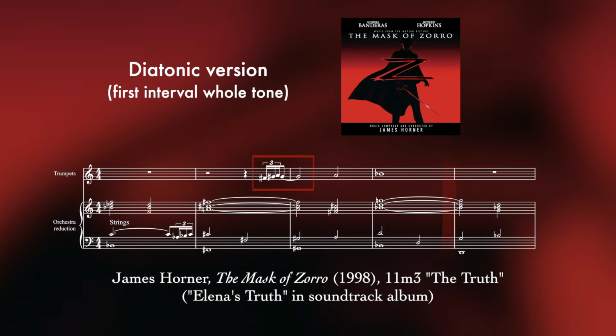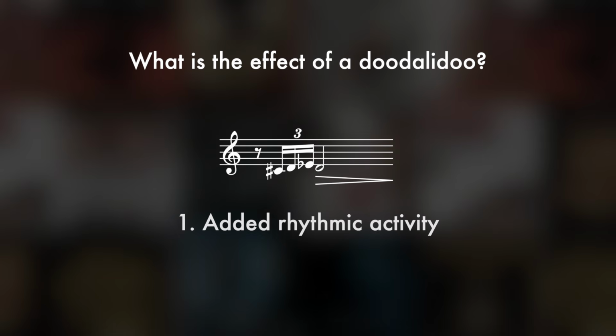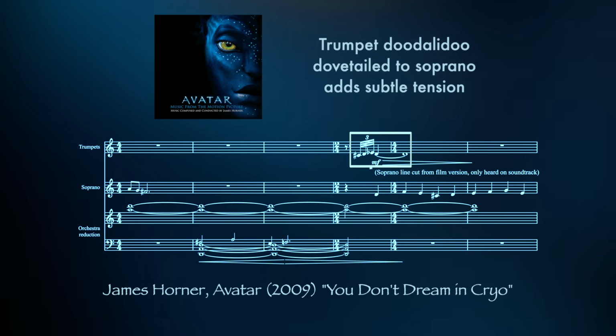With that in mind, imagine you've got to underscore a scene where you don't want a pulsing ostinato or big theme, but your ambient texture just sounds a little dull. A doodly-doo immediately gives it a little bit of spice, but not too much. A great example of this is the Avatar cue, You Don't Dream in Cryo. One of the first doodly-doos that we hear in that cue is interacting with a soprano melody, and that's one of James Horner's favorite pairings for this technique.